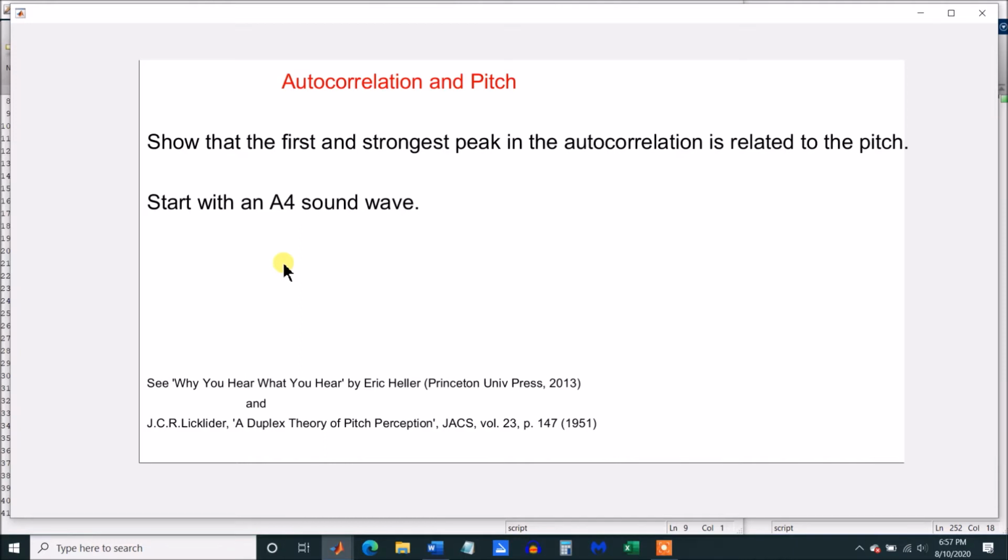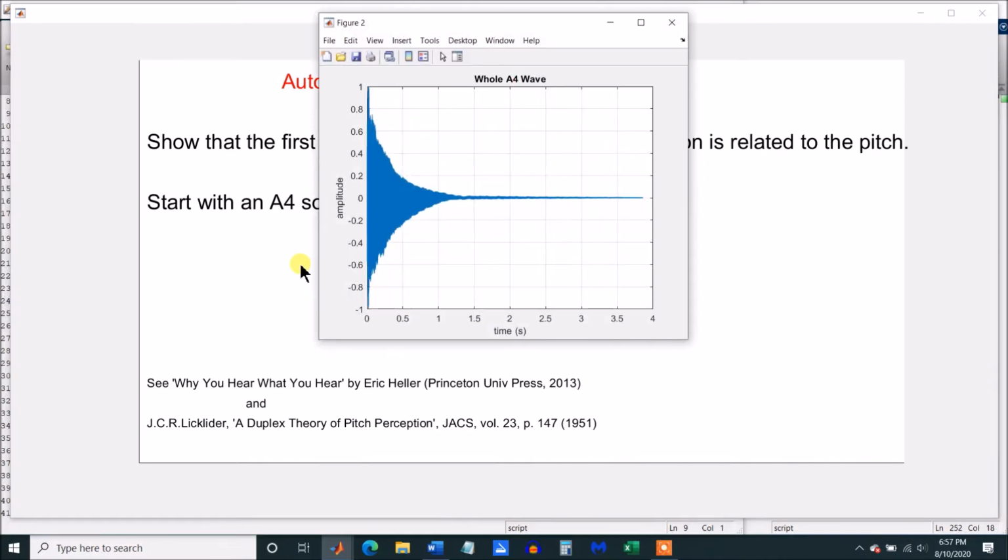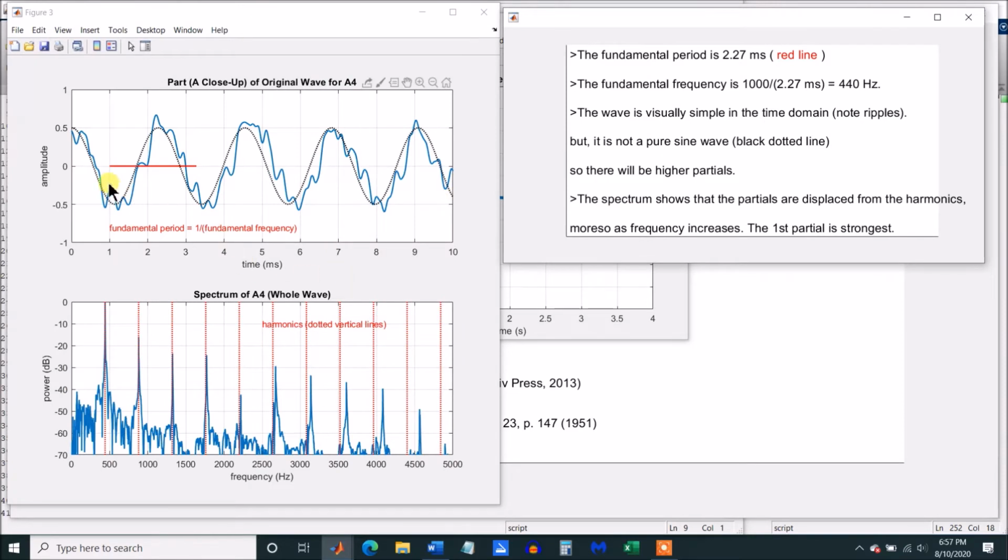Okay, we're going to get started with the A4 key. There's a picture of the overall wave, 4 seconds worth. Now let's take a closer look. Here is 10 milliseconds of that wave, in the middle of that wave. And I'm plotting the wave in blue, and I'm overplotting a 440 hertz sine wave in black dots.